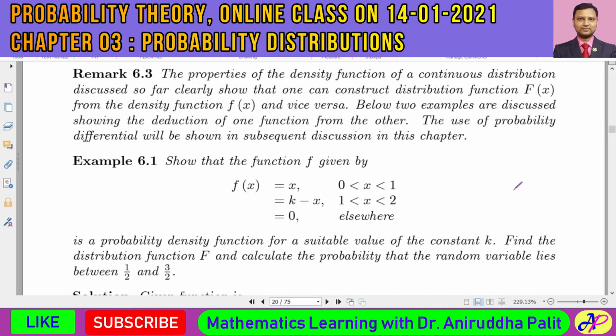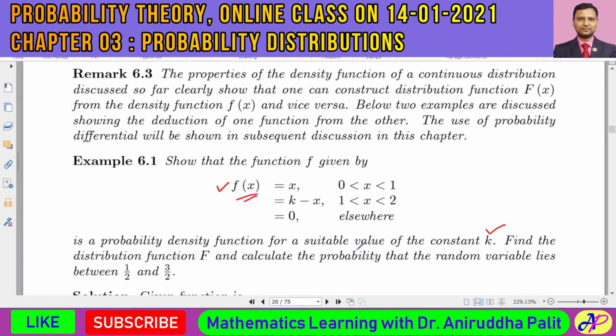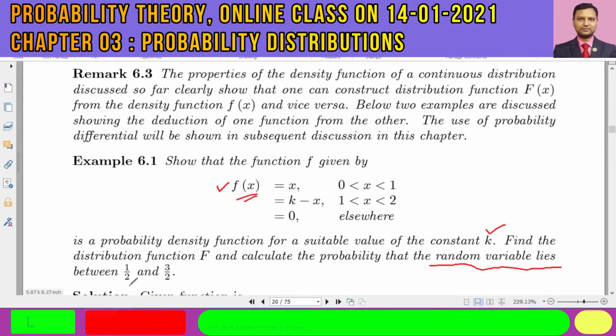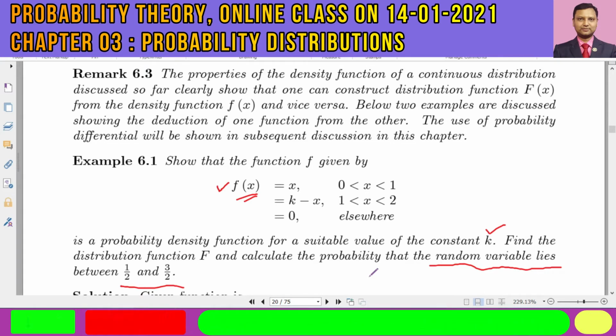So, for example, over here, suppose we are given this kind of function f(x), and the question says that we need to find the value of the constant k so that this function f(x) becomes a density function. And after computation of the value of k, we need to find the probability that the random variable lies in between half and 3 by 4. This kind of question is generally selected as an objective question or a short question of 3 marks or 2 marks.